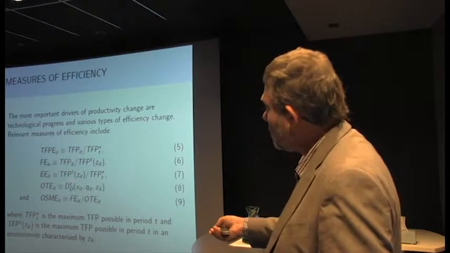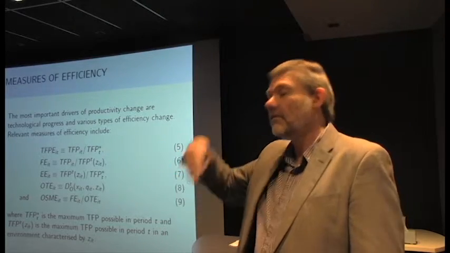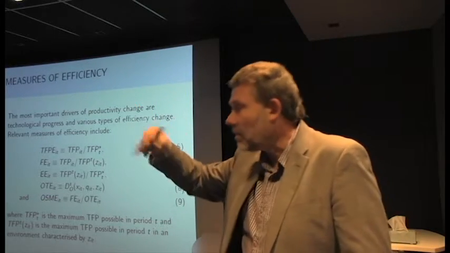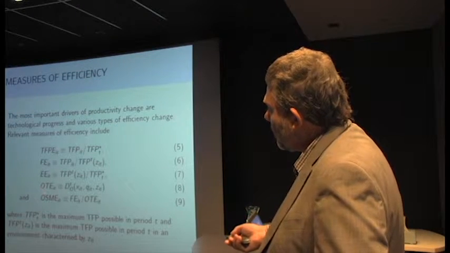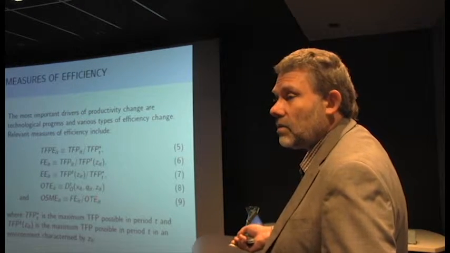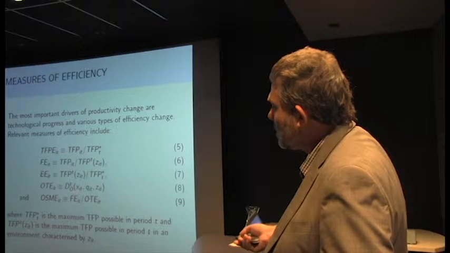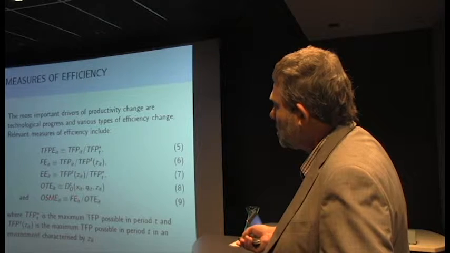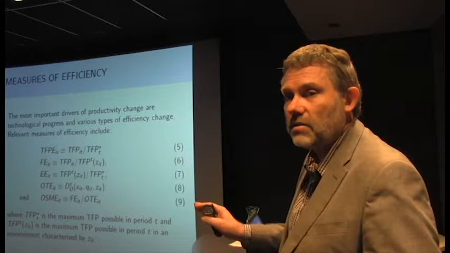And then the environmental component is the balance, right? The maximum TFP possible in an environment relative to the maximum TFP possible in any environment in that period. This is the output-oriented technical efficiency component that we talked about before. That's the output distance function. That's where it comes in. And the scale mix component, that's the bit that's left. It's the component of firm efficiency that remains after the technical efficiency component is stripped out.